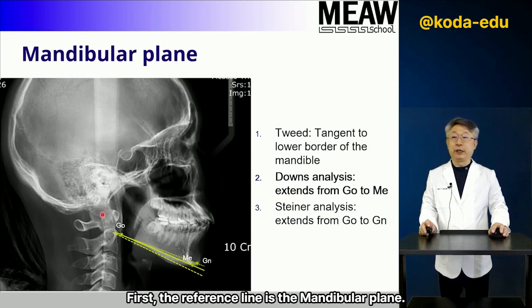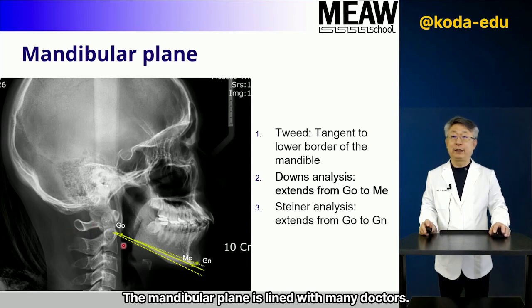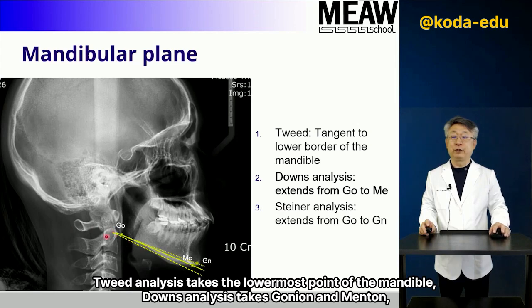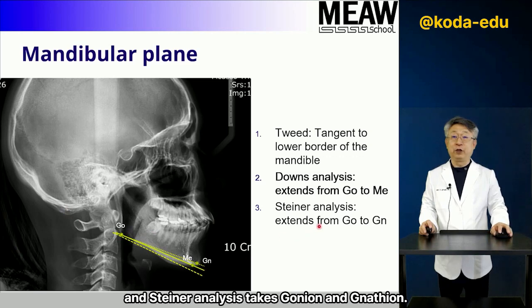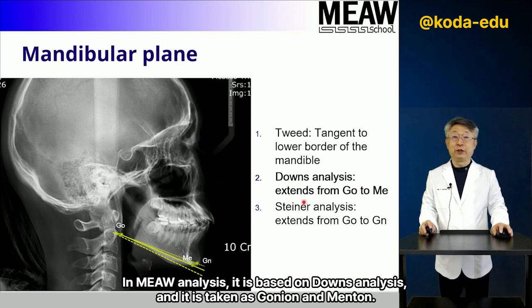First, the reference line is the mandibular plane. The mandibular plane is defined in many ways by many doctors. Tweed analysis takes the lowermost point of the mandible. Downs analysis takes gonion and menton. And Steiner analysis takes gonion and gnathion. MEAW analysis is based on Downs analysis, and it is taken as gonion and menton.